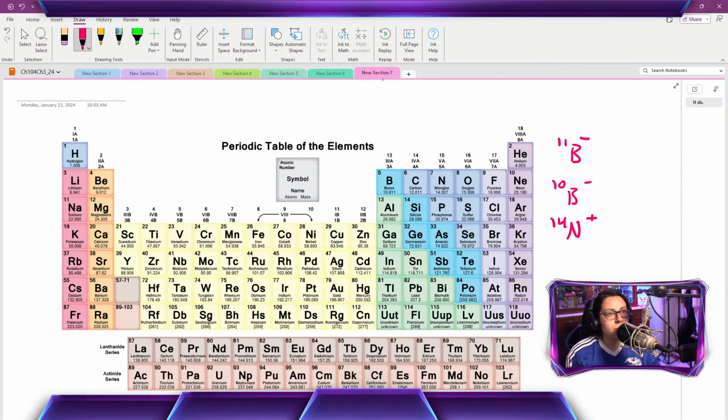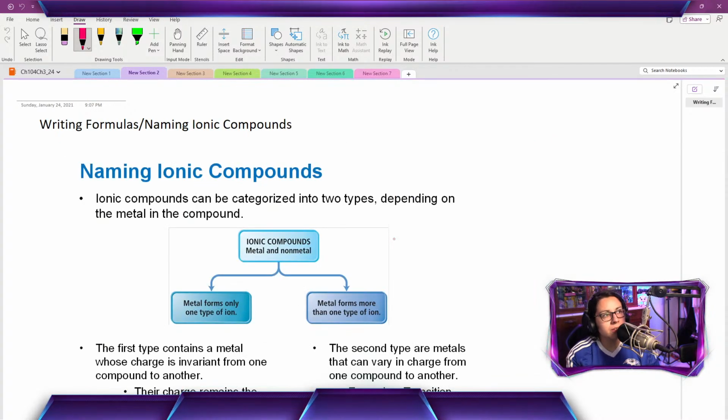Let's pick another one. What if we wanted oxygen? So oxygen with 6 neutrons, so 8 plus 6 is 14. So that would be 14 oxygen.